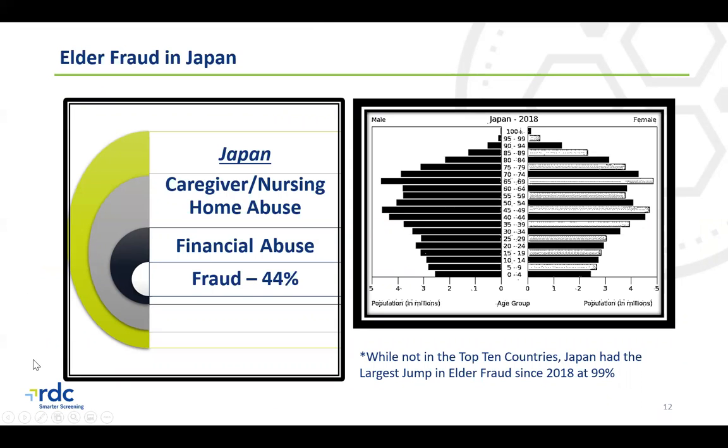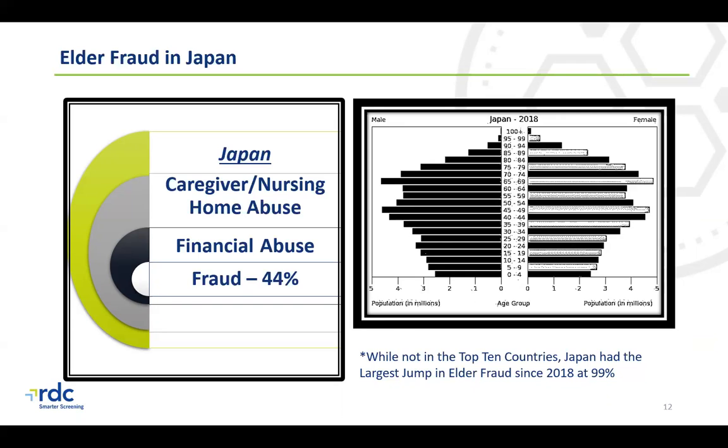The next country we want to share some insights on is Japan. As previously mentioned, Japan had the largest increase in reported elder fraud incidences since 2018 at 99%. One of the biggest reasons for this jump can be seen in the population graph. Japan has proportionately more elders than in India, and this is one of the explanations for why we see caregiver and nursing home abuse to be the top reported elder fraud crime.